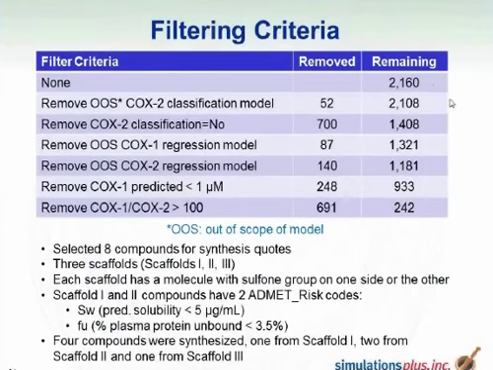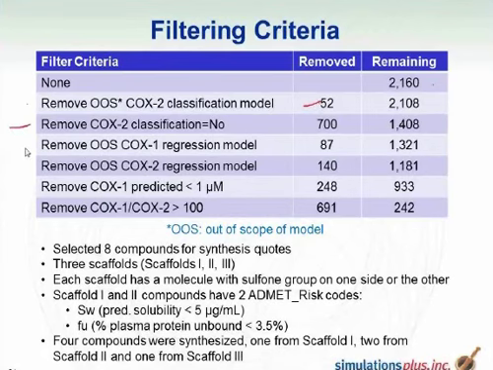So we started with 2,160 compounds, and then we began filtering them. With each model, there is an applicability domain for the training set. When we applied these to molecules outside the training set, ADMET Predictor would identify compounds that were outside the scope of the model. So the first thing we did was to eliminate out-of-scope predictions for the COX-2 classification model. That eliminated 52 compounds. Then we removed compounds that were predicted not to inhibit COX-2.